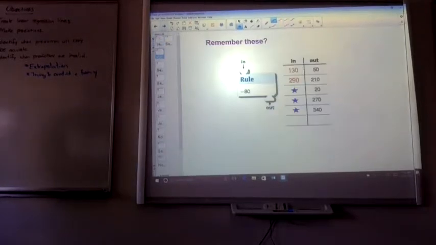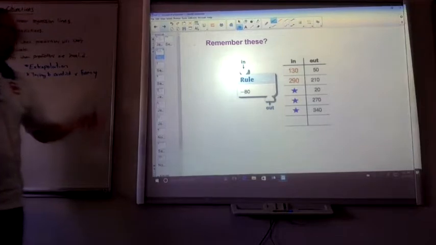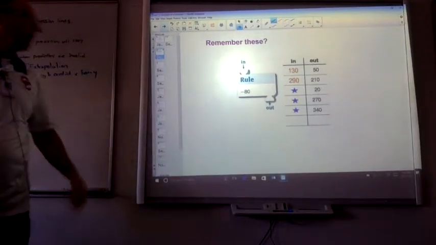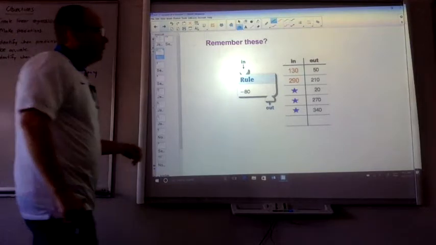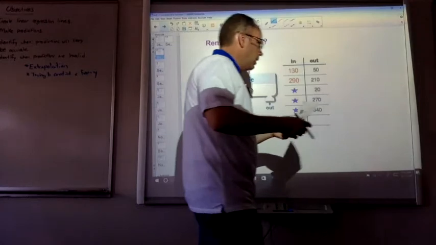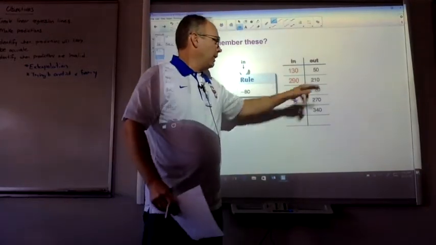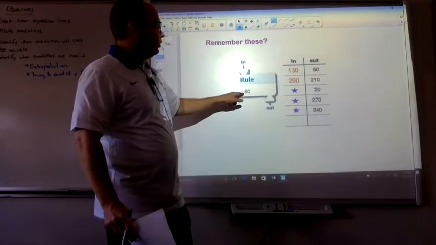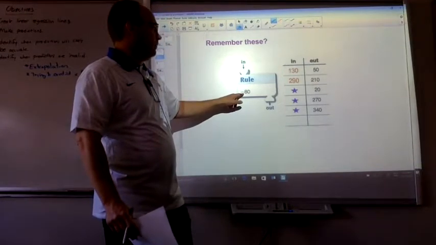So pretest is done, and awesome. So let's move on. All right, so a few things. You've all seen this type of chart where you have input and output. You're putting something in, you're getting something out. So in this particular case, if we plug 130 in, we get 50 out. If we put 290 in, we get 210 out. And so they're saying that the rule is you subtract 80 each time.